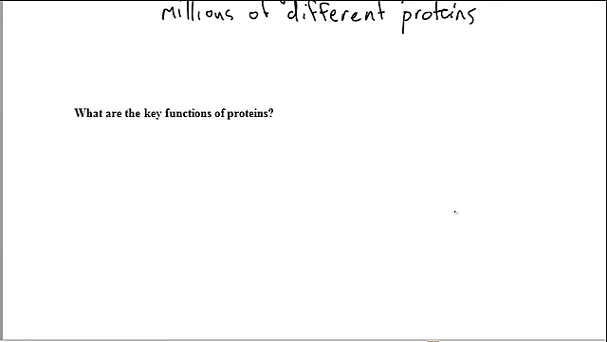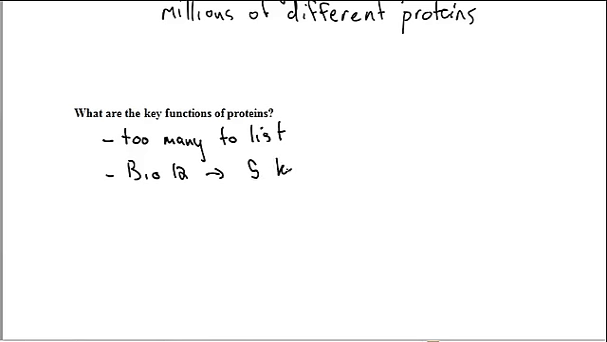So what are the key functions of proteins? The easy answer, the short answer is there's too many to list. But for the purposes of Bio 12, we are going to look at 5 key functional classes. Now, not all proteins are going to fit neatly into each of these classes. Some have multiple functions, and some just have functions that don't fit into these classes. That's what you're going to get when you try to group 1,000,000 proteins into 5 classes.